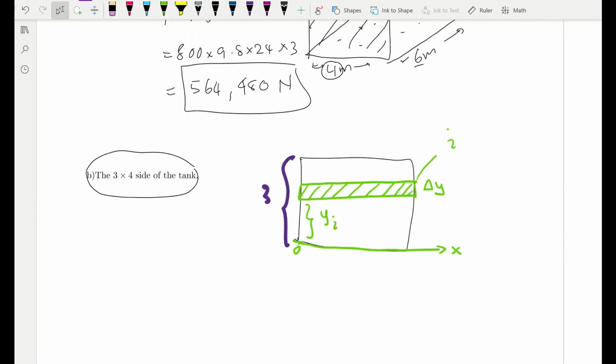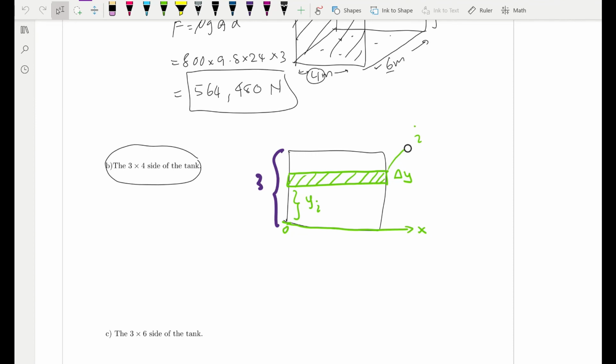Now remember, 3 things to do. Take the picture, draw a slice with width delta y, then mark the 0 axis, and then from 0 to the slice, mark the distance as yi. That's how far the slice is from 0. That's important, and I'll show you why.